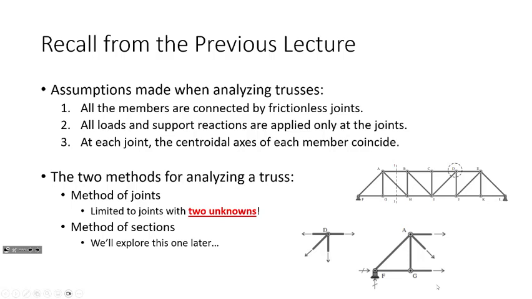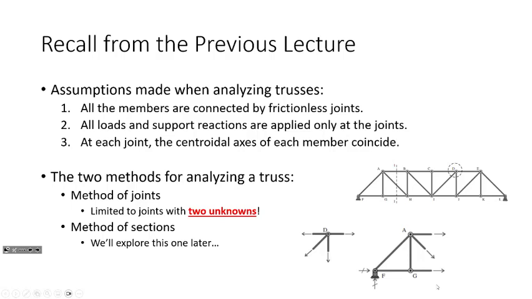We have loads applied only at the joints, and we have our joints configured such that all the centroidal axes of each member all coincide to a singular point. So what that means is that each member is an axial force member. It only contains an axial force, either in compression, tension, or it might contain zero force, as we've learned in the past couple of lectures.